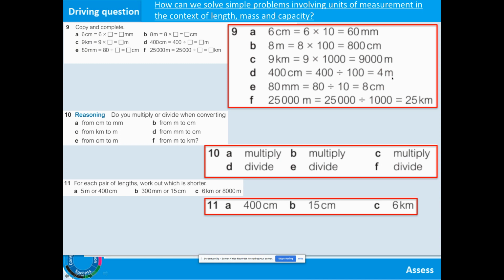Centimetres to metres. There's 100 centimetres to 1 metre, so we're going to divide by 100. So 400 centimetres divided by 100 gives you 4 metres. 10 millimetres to each centimetre, so if we divide by 10, we will turn our millimetres to centimetres. Metres to kilometres. There's 1,000 metres in every kilometre, so we need to divide this by 1,000 to change 25,000 metres into 25 kilometres.